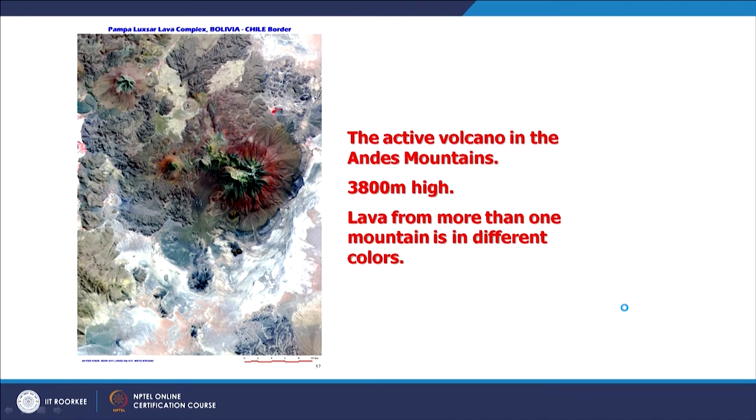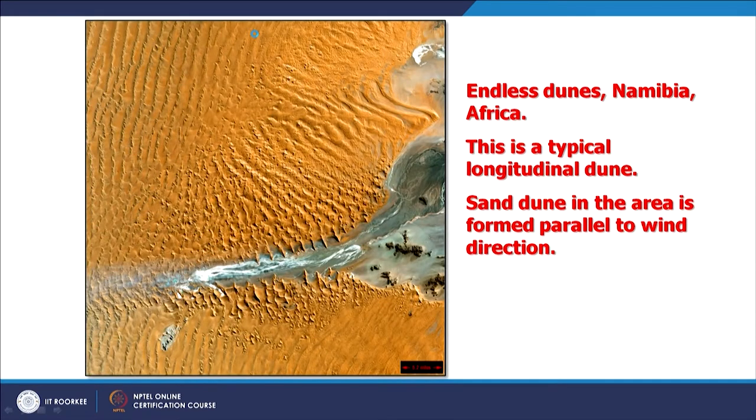Similarly, if we see an active volcano, then this is what we will be seeing, not yet growth of vegetation, but different lava flows can be identified, and the volcanic neck and other things can be identified very easily. This is from the Bolivia-Chile border area. So all these kinds of objects can be identified. If we see an image of a desert, then dunes, and what kind of dune, these can be identified.